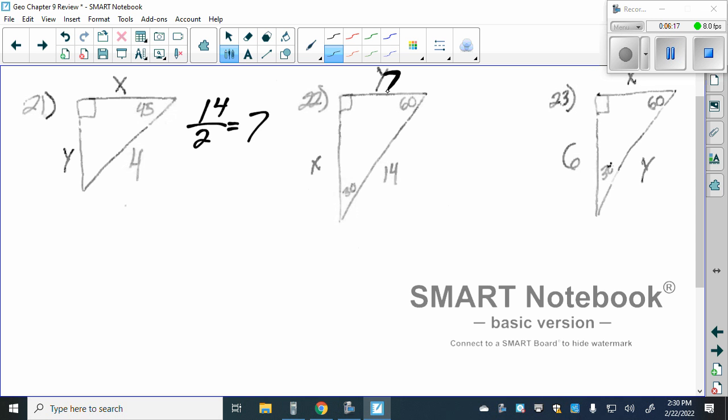Y would be 7. Now, to get from the short to the long, we take the short side length and multiply it by square root of 3, which would be 7 square root of 3, and that'd be x. And that's all we would have to do for this here, just following the shortcuts that we have for the 30, 60, 90.